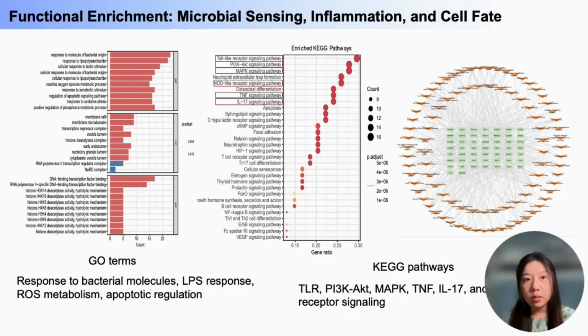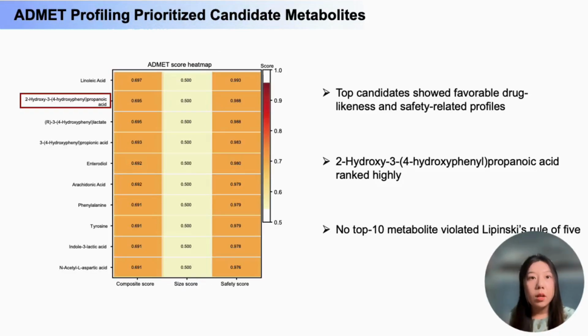It only gives pathway context for the next steps. Next, we evaluated candidate metabolites using ADMET profiling. The purpose was to check whether the metabolites had accessible, predicted drug-likeness and safety-related features. As shown in the heat map, the top candidates show generally favorable profiles.